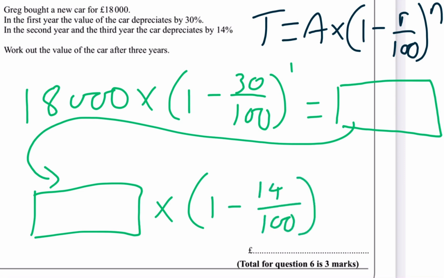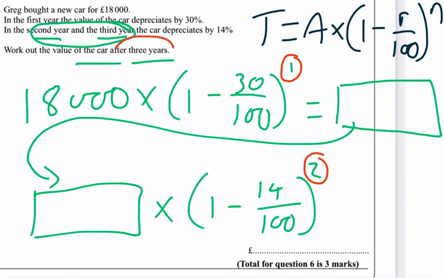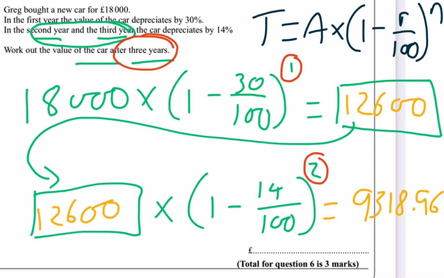But this time, because we want to work out the value of the car after 3 years, it covers the second year and the third year value. So in this line under the 14%, I've got 2 years, the second and the third year, so it is to the power of 2. Therefore, the 1 year plus the 2 years makes up the 3 years. You then put this in the calculator and you should get an answer. Pause the video now and see what answer you've got.